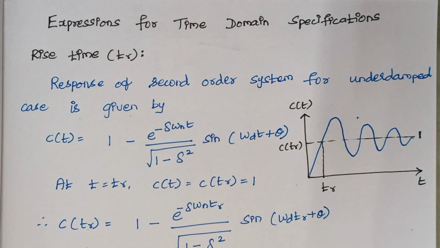Today we are going to see expressions for time domain specifications. So there are basically delay time, rise time, peak time and peak overshoot, that is 4 types. Now we are going to discuss rise time.